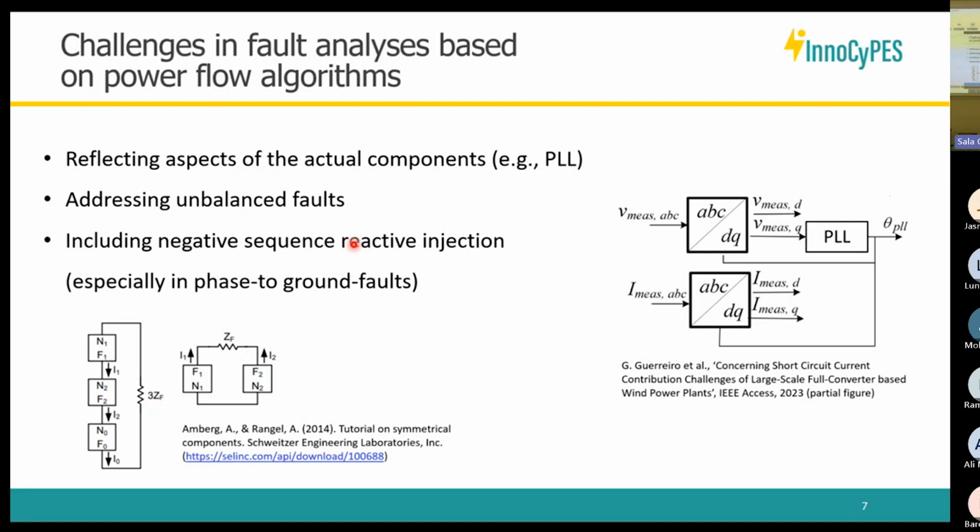As you might know, one of the ways to address unbalanced faults is using symmetrical components, and doing this with Newton-Raphson is not trivial at all, although we don't have time to go deep about it. And also including negative sequence injection, which basically means that we would be adding sources in the negative sequence component of the sequence components circuit, as you can see in the image down here.